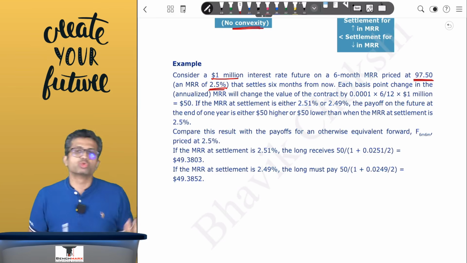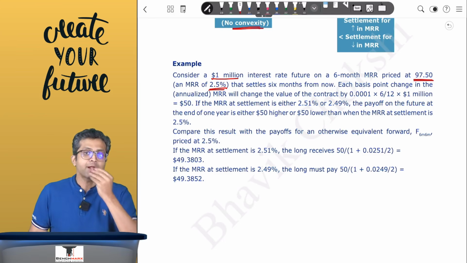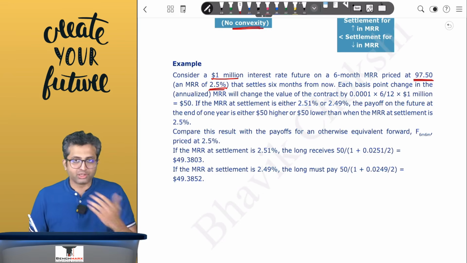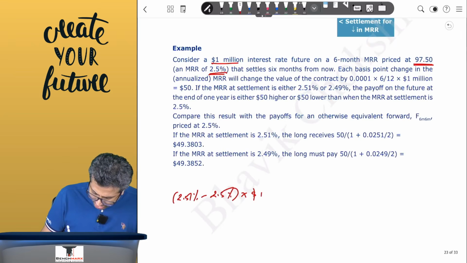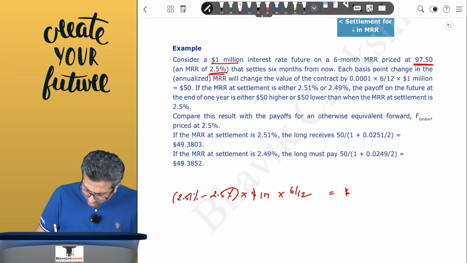But if the rate becomes 2.49, now you are stuck with buying at 2.5 when the rate is 2.49, so you will lose. Now the thing is, because of that divider being different, the working will be the same. So it's 2.51% minus 2.5%, let us say, into a $1 million principal into 6 by 12. So this will be the same. There's no difference. So if I go to see, this will probably be around $50.